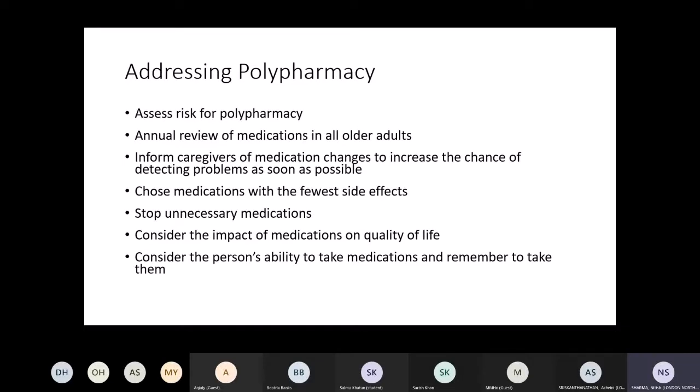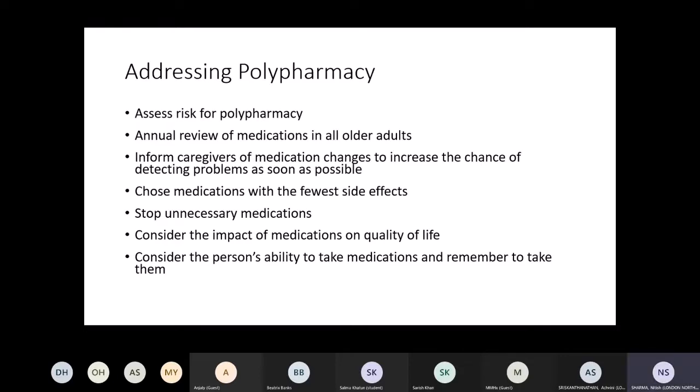So, addressing polypharmacy. First of all, assess the risk. It's very important for any elderly patient above the age of 80, because the risk of polypharmacy is very high. So it's important to assess which patients need a review. Then there should be an annual review in all older adults. It is very important that annually all the medications are reviewed.